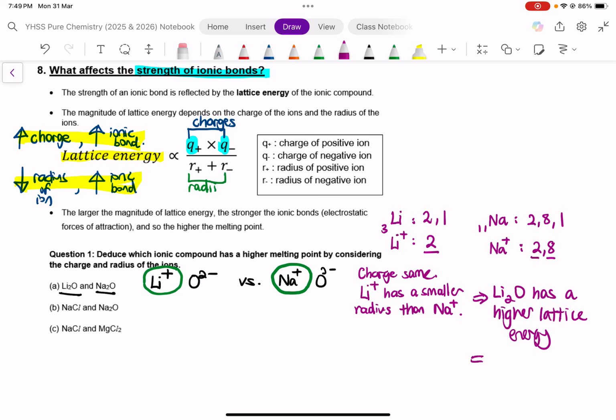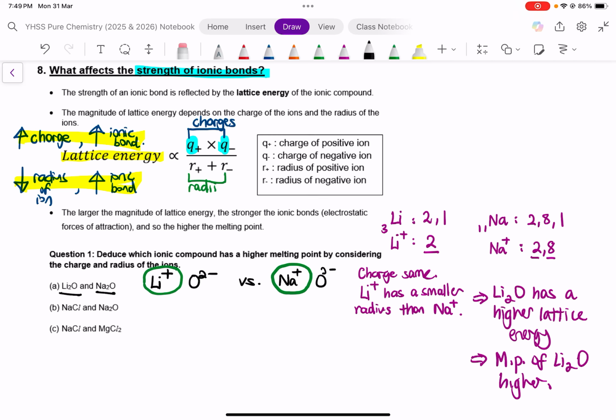If it has a higher lattice energy, the melting point will also be higher, simply because lattice energy reflects the strength of the ionic bonds. This means that with a higher lattice energy, lithium oxide has stronger ionic bonds, and therefore more energy is needed to overcome the electrostatic forces of attraction between Li plus and the oxide ion.